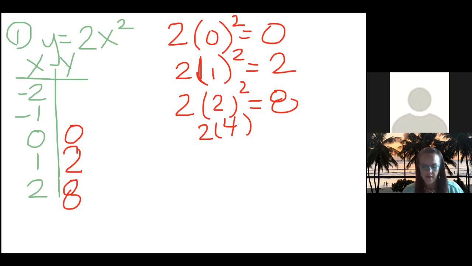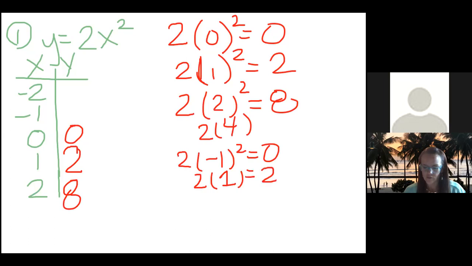Okay, next we have -1. So if we plug in a -1, we'll do the exponent first. -1 times -1 is going to give me a +1. So this would be 1 times 2 is 2. I didn't mean to put that 0 there. That was an accident. Now if we plug in the -2, 2 times -2 squared.